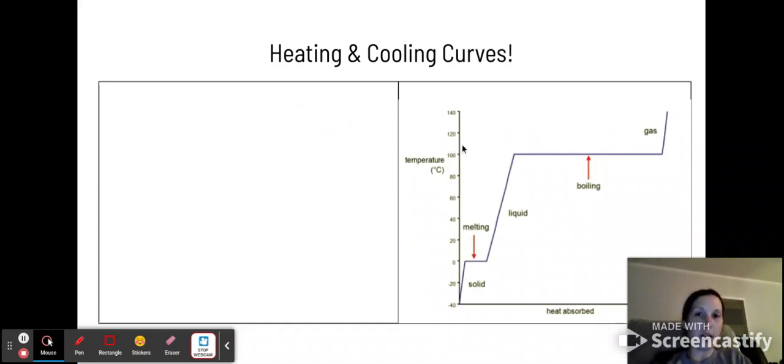And this picture over here is a heating curve. So heating, obviously, is where the temperature is high up top and low at the bottom. Cooling would be the opposite. So you would start high and work your way low.